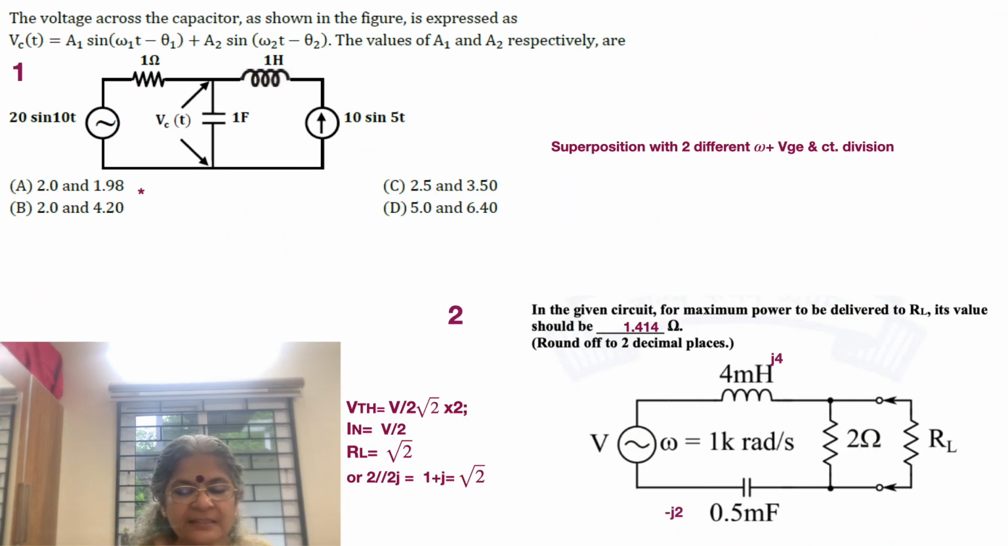Let's go to problem number 2. So what do we have here? We see again a voltage source. Omega is given as 1 kilo radians per second, or 1000 radians per second.